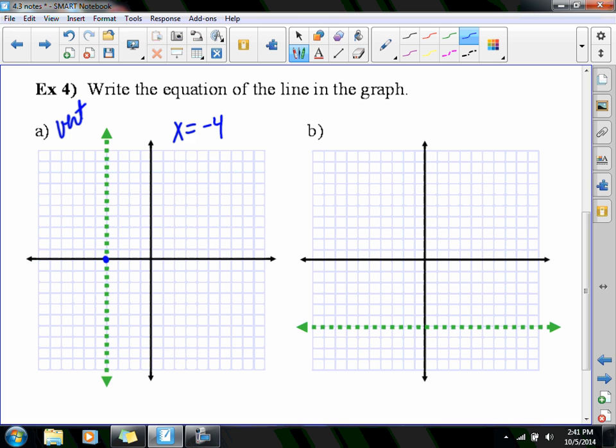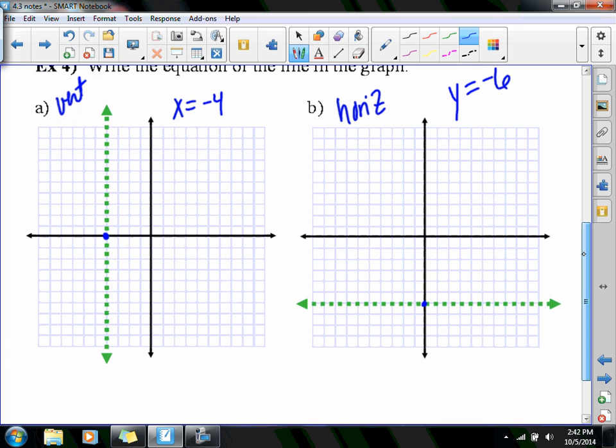And then for part B, this is going to be my horizontal line. So this line is laid out. It's laying flat. So if you think of that poem, Y am I laid out when I slip and fall? So I know it's going to start with y equals. And I've got to find the point that it crosses on the y-axis. So I'm going to count 1, 2, 3, 4, 5, 6. I went down 6, so it's going to be y equals -6.